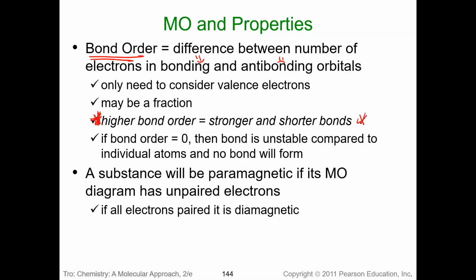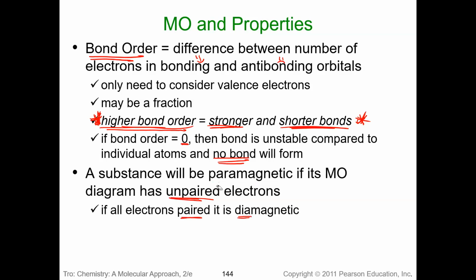So star this one. Higher bond order means stronger and shorter bonds. Higher bond order, stronger bond, shorter bond. If the bond order is 0, then the bond is unstable compared to the individual atoms, and no bond will form, meaning the molecule will not occur. And then we're going to talk about paramagnetic and diamagnetic. Paramagnetic means it has unpaired electrons.